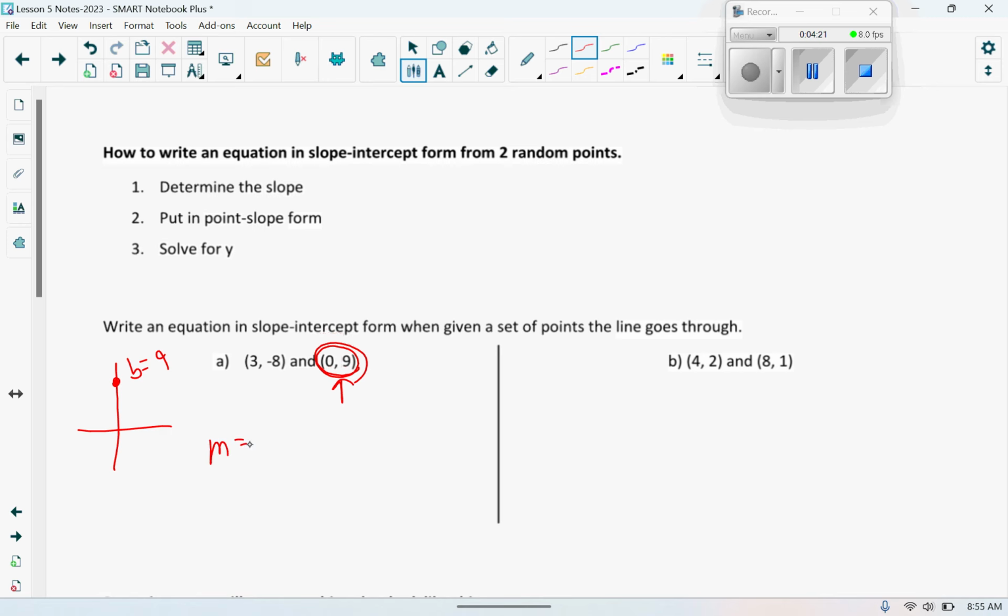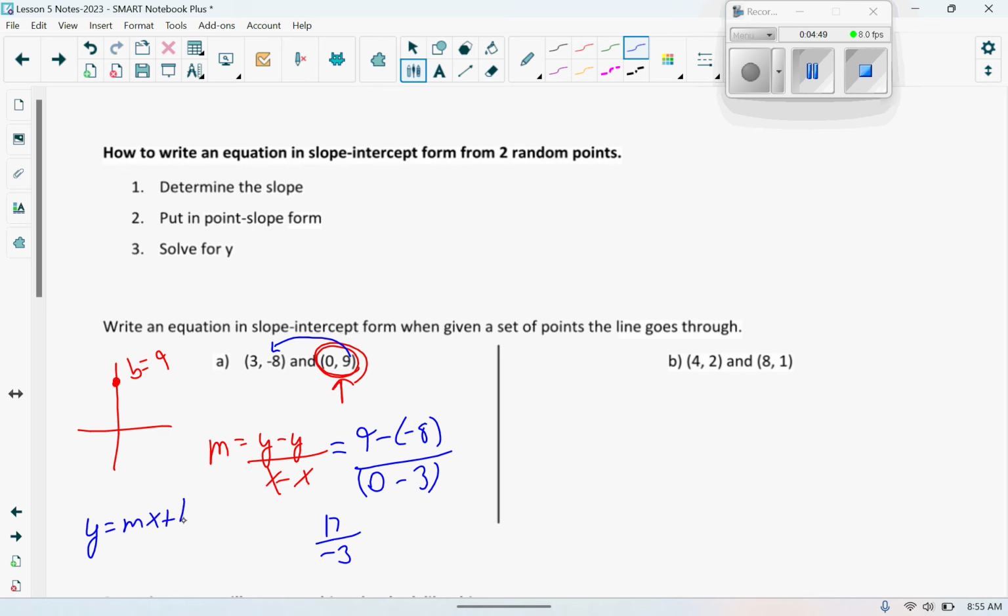So we're going to use that formula, y minus y over x minus x. And so let's see, I'm going to say 9 minus -8 over 0 minus 3. Well, 9 minus -8, that's going to be 17 over -3. So this is like a hideous fraction. That's totally fine because all I need is y equals mx plus b, and I have everything I need. So I have y is equal to -17/3 x plus 9. And that's it.